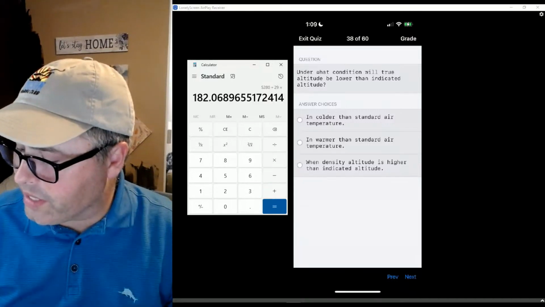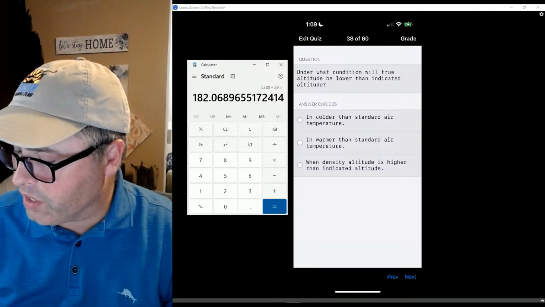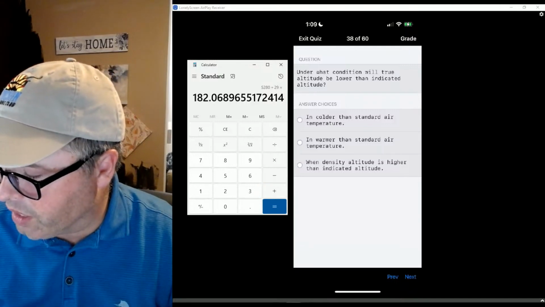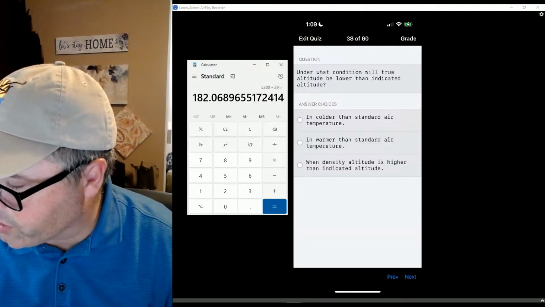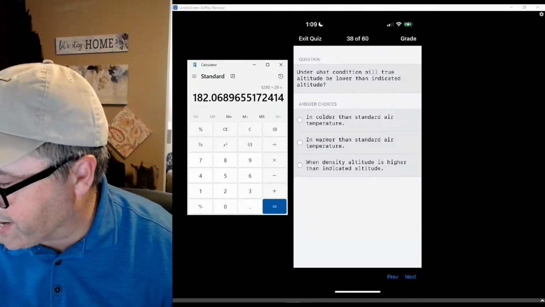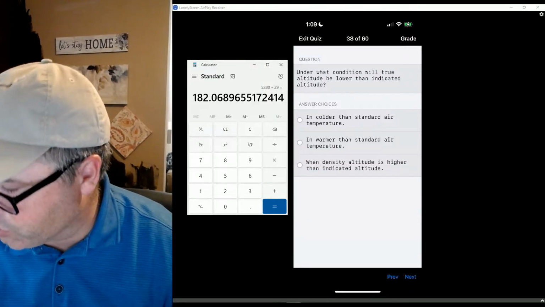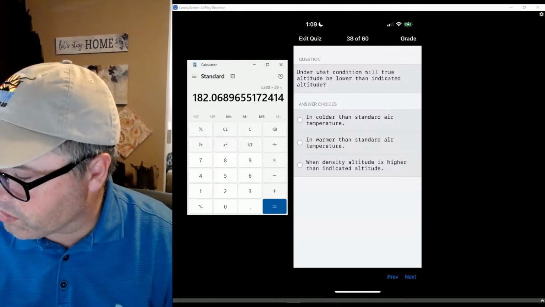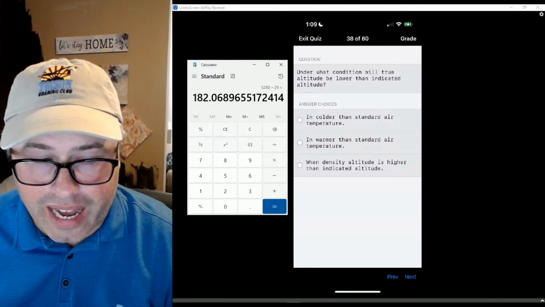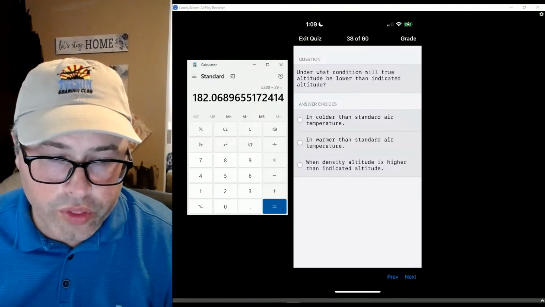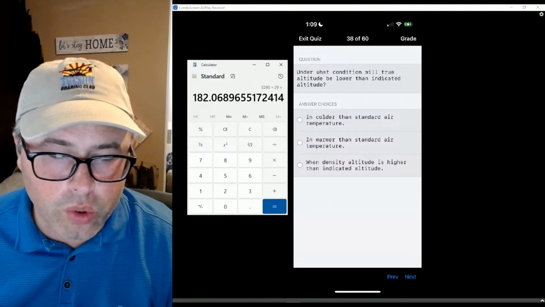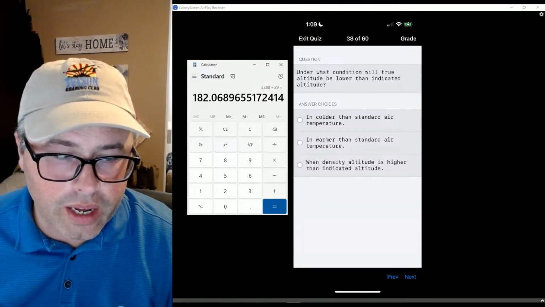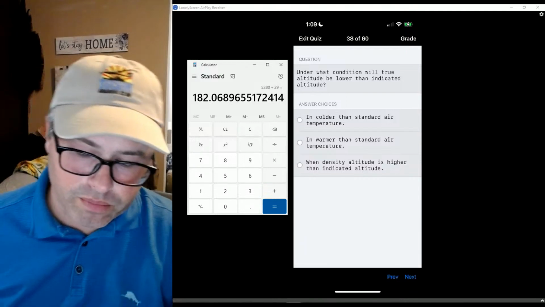In colder than standard air temperature, in warmer than standard air temperature, or when density altitude is higher than indicated altitude. Okay, so this is high to low. This is the old rule of thumb, the old mnemonic. Just remember high to low, look out below, low to high, you're clear in the sky.